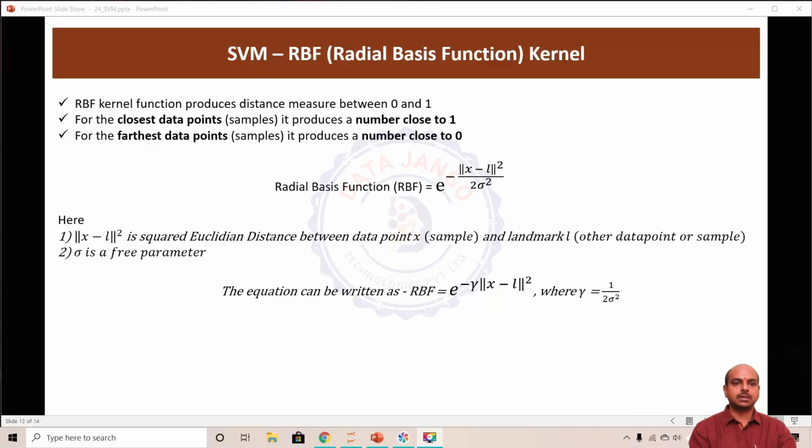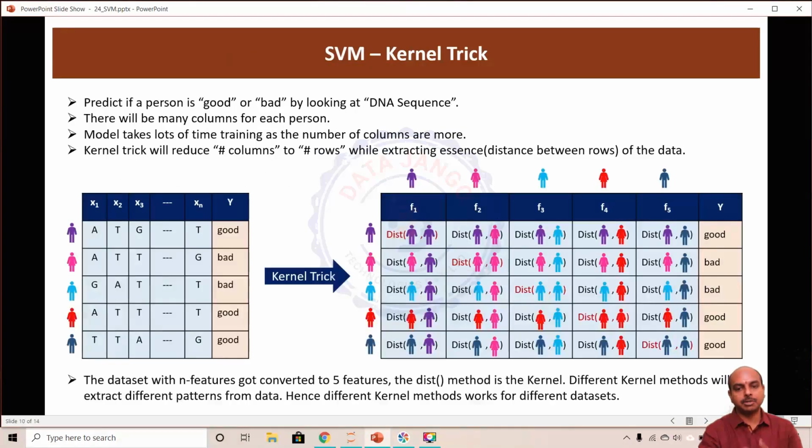Hello and welcome back. We have understood what SVM is, how it works, how to apply SVM on a nonlinear dataset, and what the C hyperparameter is and how it can make your model overfitted or underfitted by changing its values. And then we understood the mathematical trick called the kernel trick, which converts your dataset into an m by m sized dataset. If you have m rows and n columns, it will convert your data set into an m by m dimensional data set.